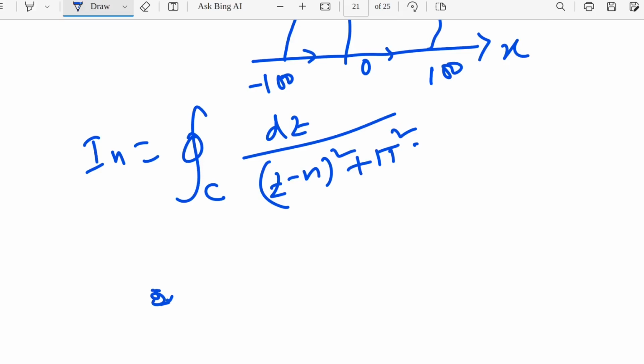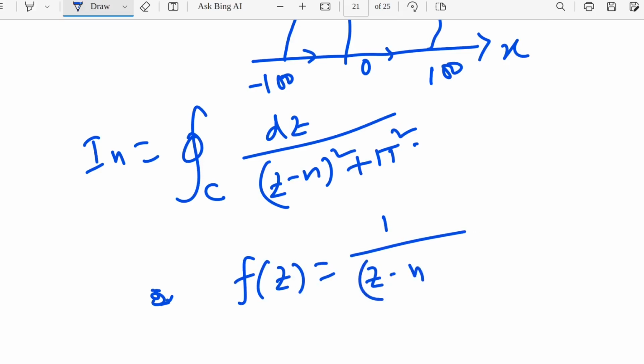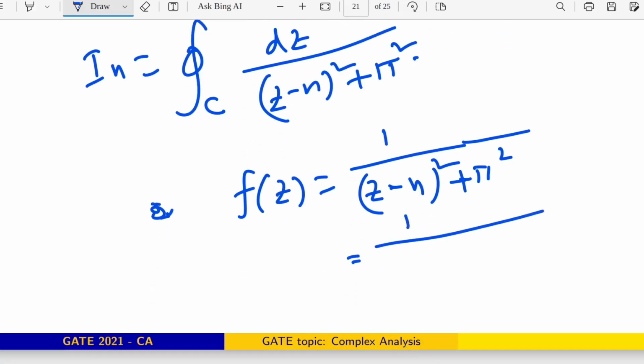Now first of all, I just want to calculate f(z). f(z) is nothing but 1 over (z minus n) whole square plus pi square. So I am going to do a little bit of mathematics inside this. If I write it like that, (z minus n) whole square minus (i pi) whole square. See, (i pi) whole square, i square is minus 1, so this minus 1 and minus 1 will come as plus 1, whatever is given here.